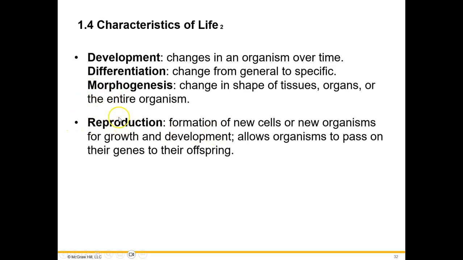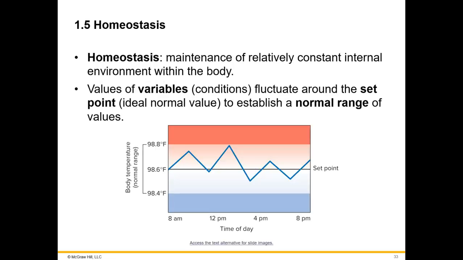Reproduction is forming new cells. So when our cells divide and form new cells, like when our skin cells are shed and we form new cells to replace the cells that we lost. And then also reproduction refers, of course, to making a baby, how organisms pass their genes on to their offspring through the genes contained in the egg and the sperm.